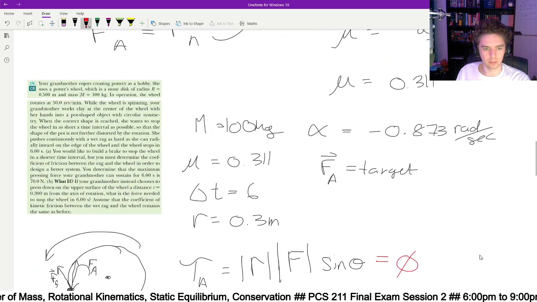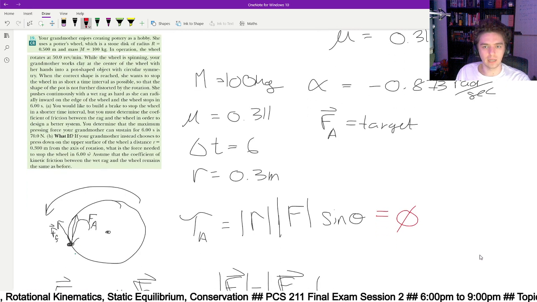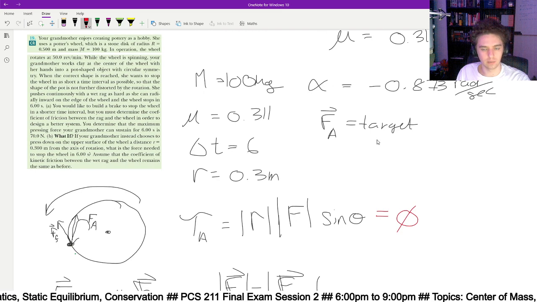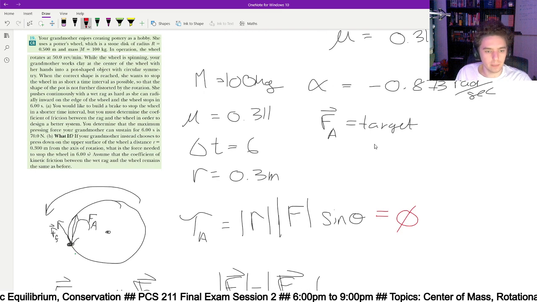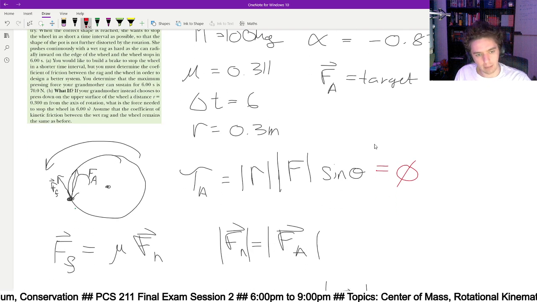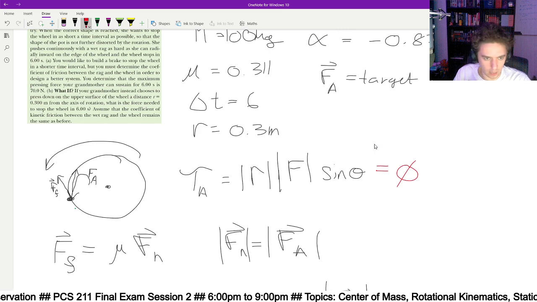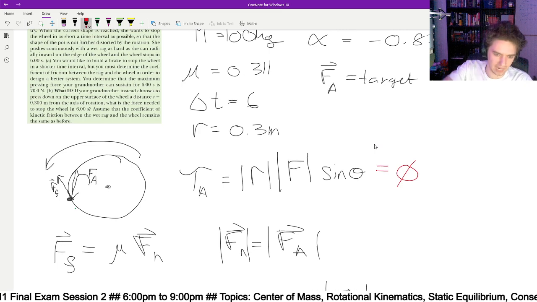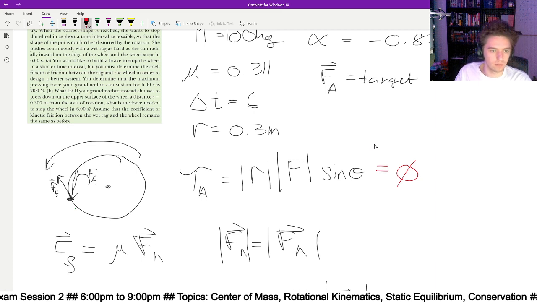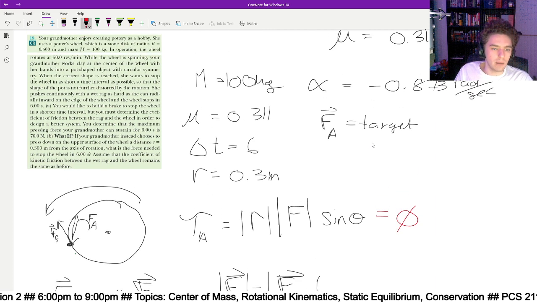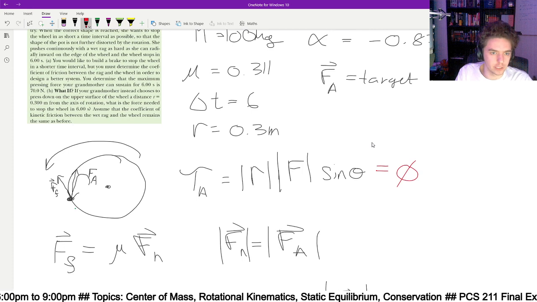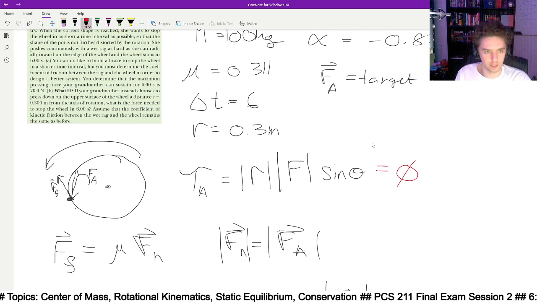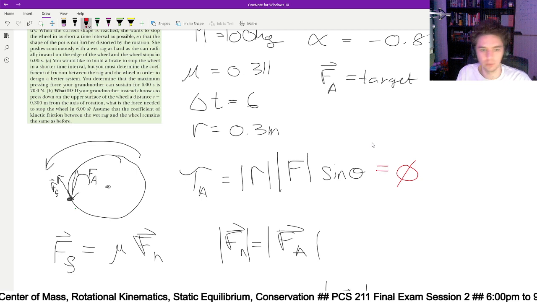Part B was saying, okay, sure, you know the coefficient of kinetic friction. You know the angular acceleration. What if I say, well, I have the spinning wheel, and I'm going to stop it by putting the wet cloth across the side of it. I'm going to press down on it. So how hard do I have to push for it to stop again in 6 seconds, assuming now you know the coefficient of kinetic friction? We know that now. So how hard do you have to push for that to be true?